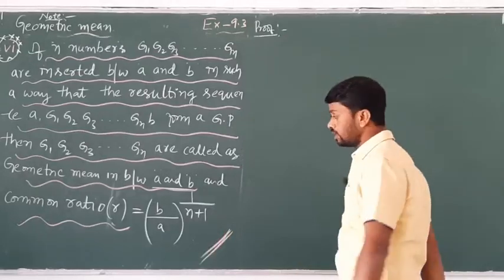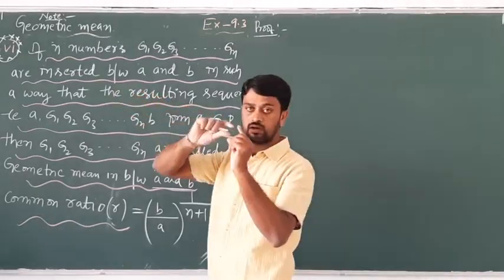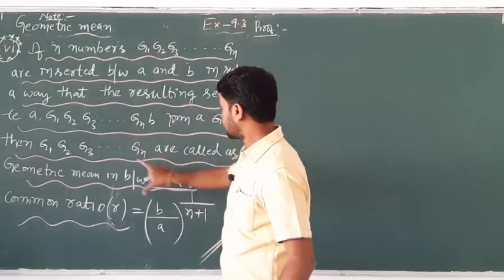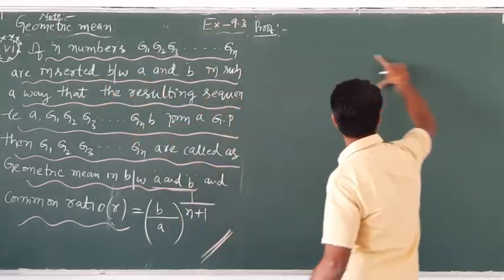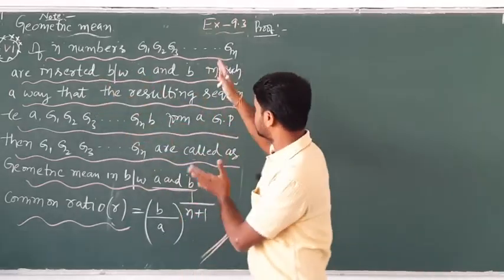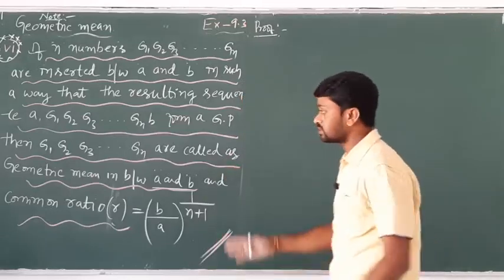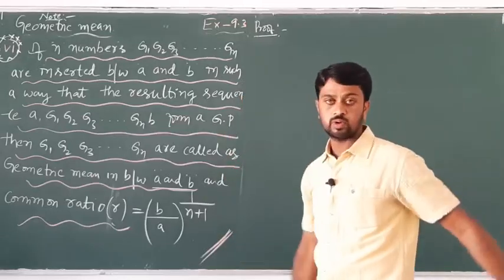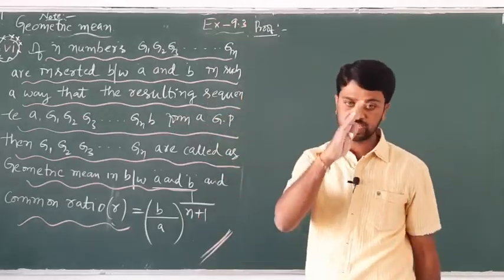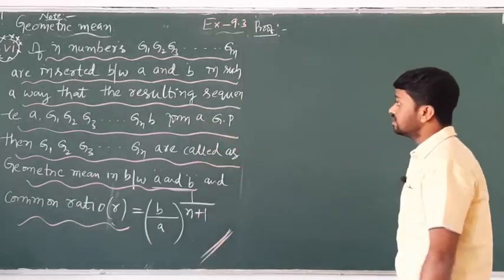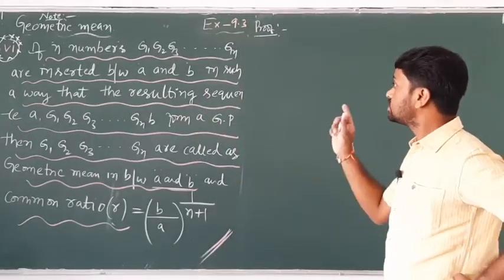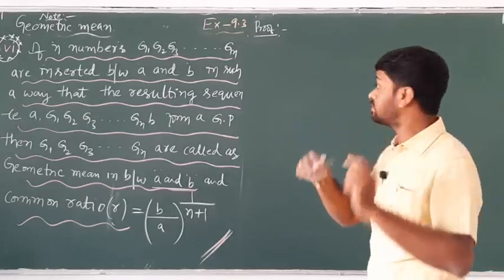I will write here only. First point number 6. First write note. It should be written line to line, but to make space and make the proof convenient, I have written it one line at a time. Be careful. Here G1, G2, G3 up to Gn are inserted between A and B.